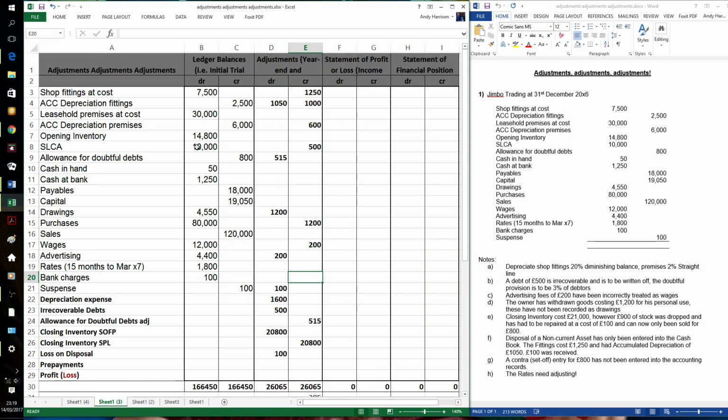Contra, so that will be added there, but only the 800 to reduce our payables, so that reduces both. And then adjustment for rates, 15 months, well we only want the 12 months to December the 31st, so that's 3 months paid in advance. 1800 divided by 15 is 120, 360 prepayment. So our rates needs reducing by the 360, that's next year's bill, and then we'll have an asset of a prepayment.